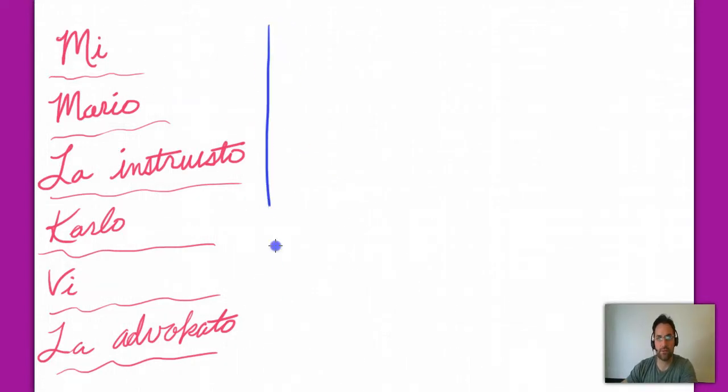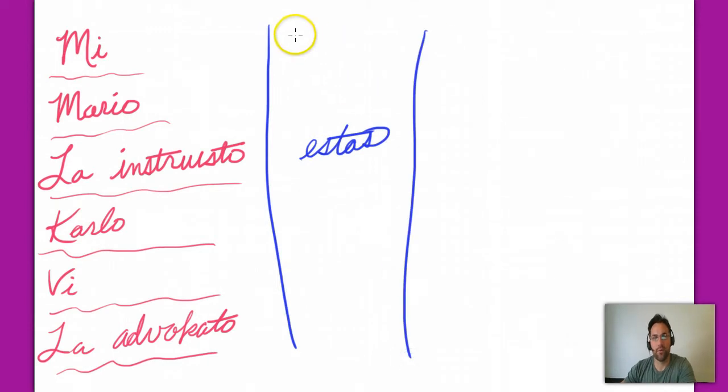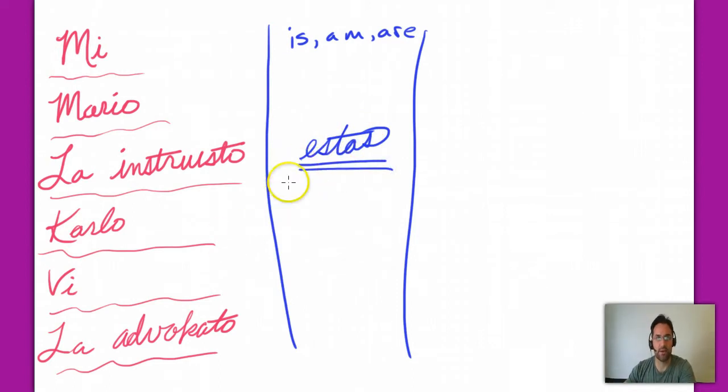This is Jerry. We're going to talk about estas a little bit more. We are going to see that it is, am, or are. It's referring to a state of being, and this is the present tense of being. In other words, esti ends in i, so it's to be.